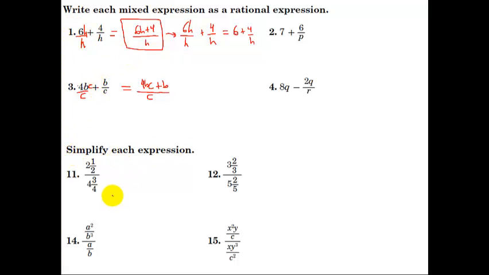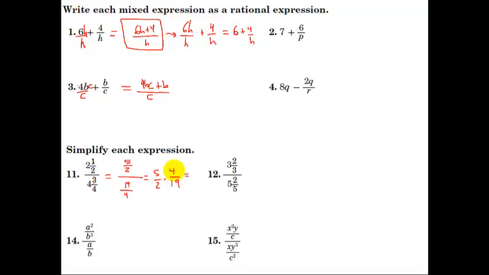Now simplify each expression. These are a little more tricky. In the numerator, you want to convert this from a mixed number into a fraction. So remember, 2 times 2 plus 1, that's going to be 5 halves divided by, now here we got 4 times 4 is 16, 17, 18, 19 fourths. Okay, so that's going to be 5 halves. Instead of dividing, we change it to multiplication, and then we do the reciprocal. So here we go, 4 19ths equals.